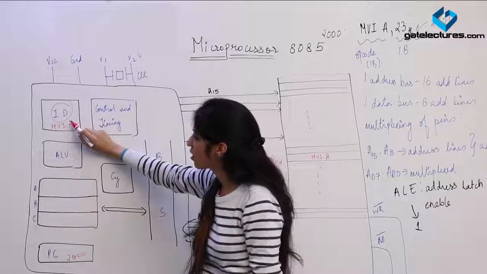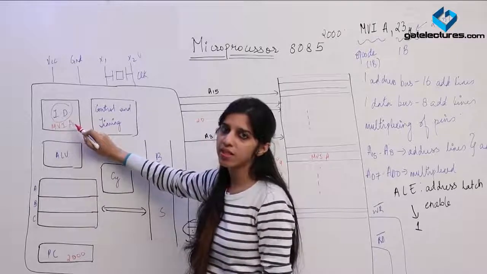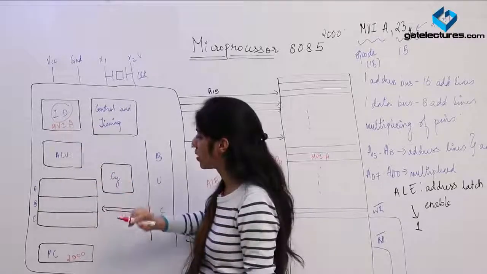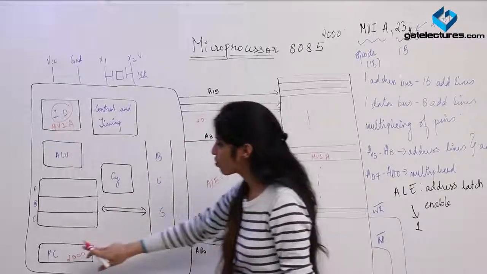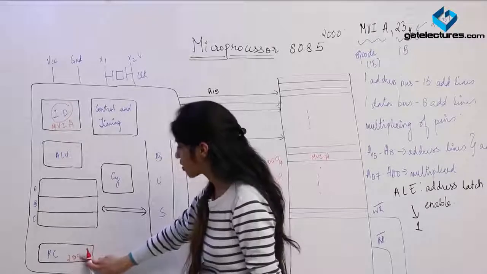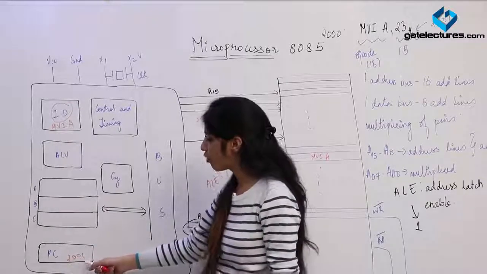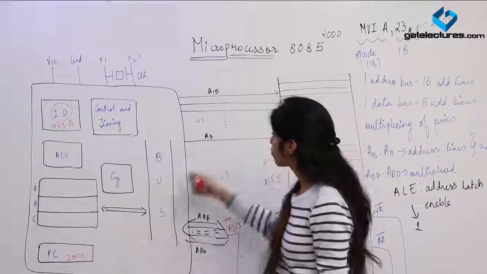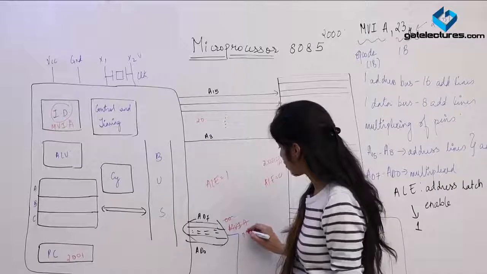Now this instruction decoder asks for the data. Where is the data? What is the data? So that it can write in the accumulator. In the time being, when all this was happening, this PC got incremented. This PC increased its value by 1. Now the value of PC is 2001. Now 20 is going to be written here. Here 01 is going to come.